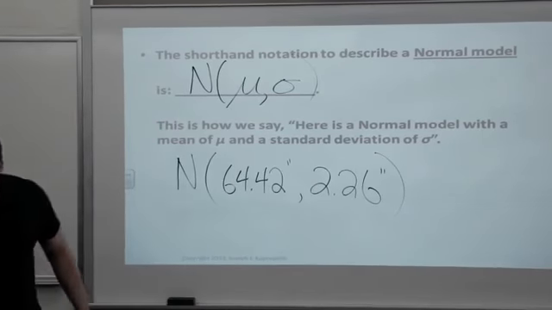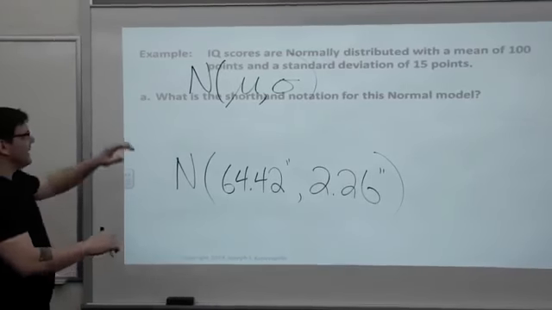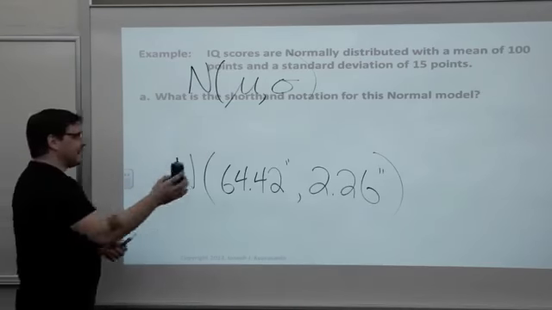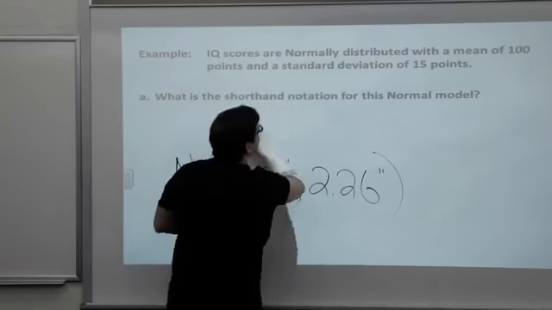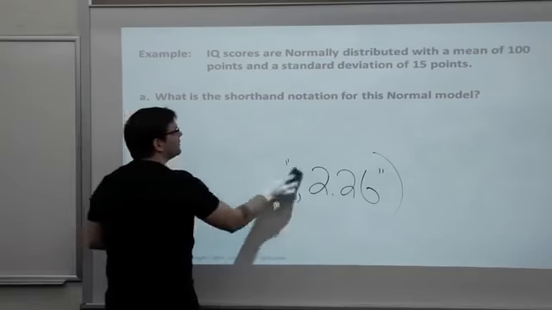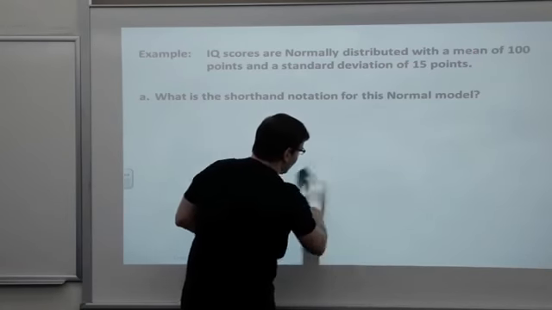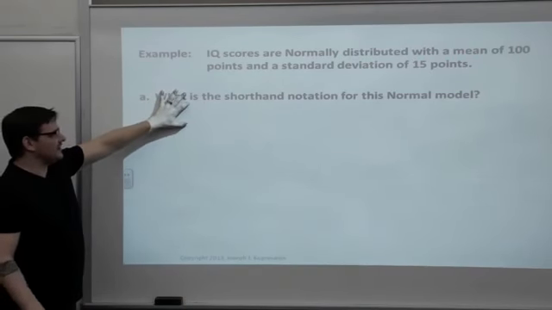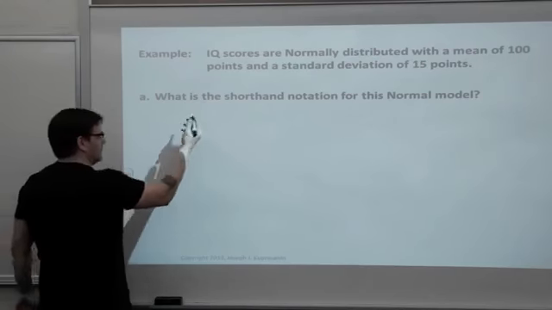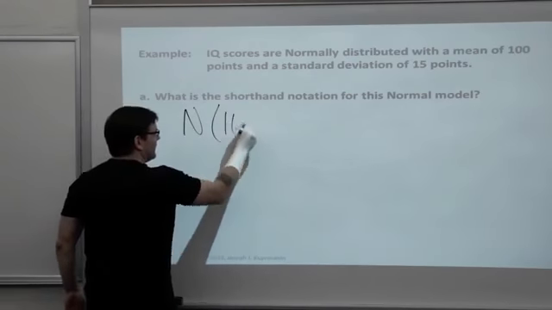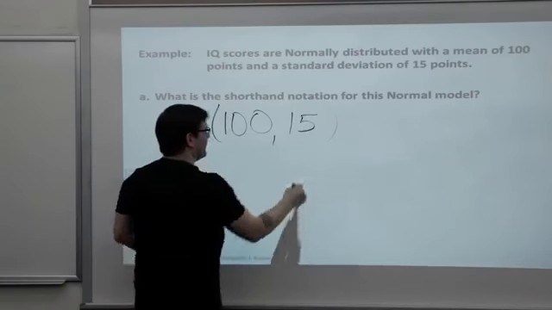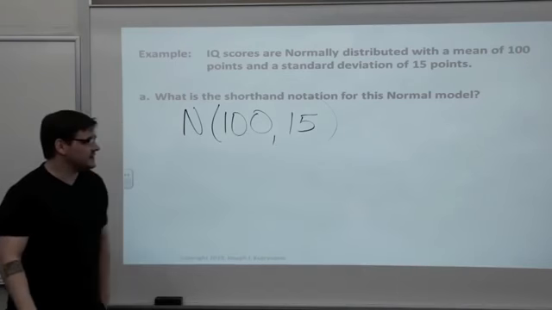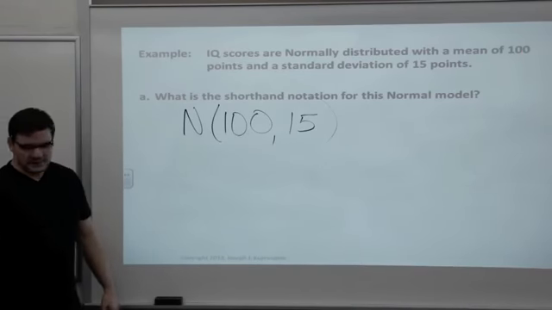All right, so one example just to end this one here. We'll work with IQ scores when we work with normal models quite often just because it's an easy example and most people are pretty familiar with it. IQ scores are normal. The mean is 100 and the standard deviation is 15. What's the shorthand notation? How would you write this model down? This is normal 100, 15, right? Normal model, mean of 100 always comes first. Standard deviation of 15.